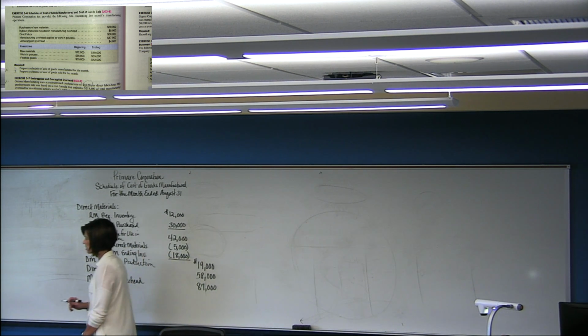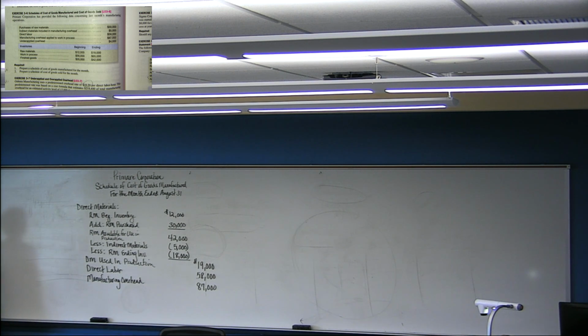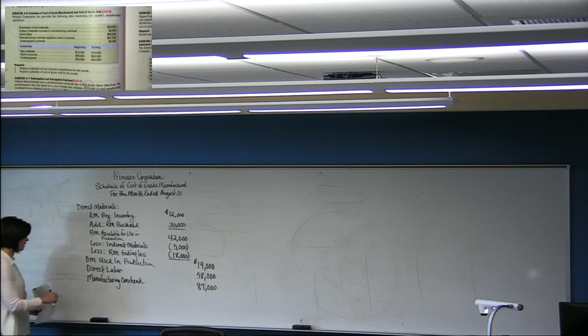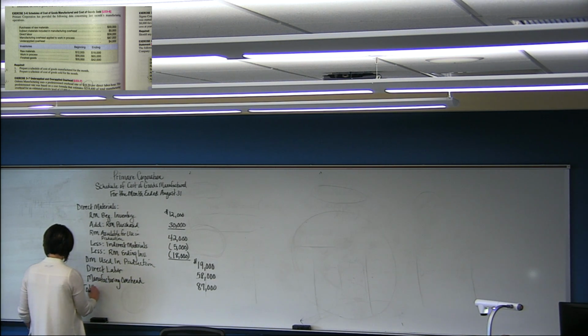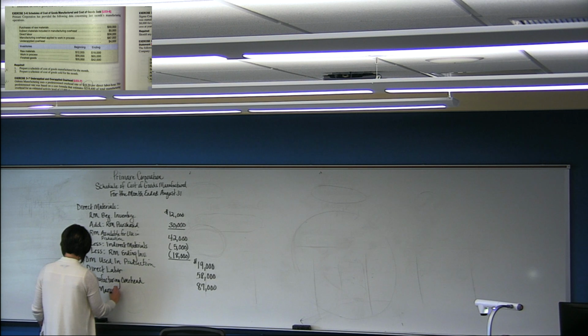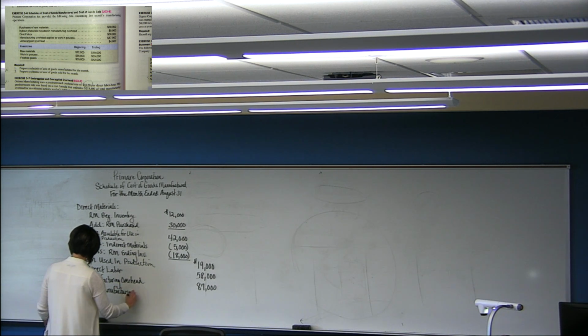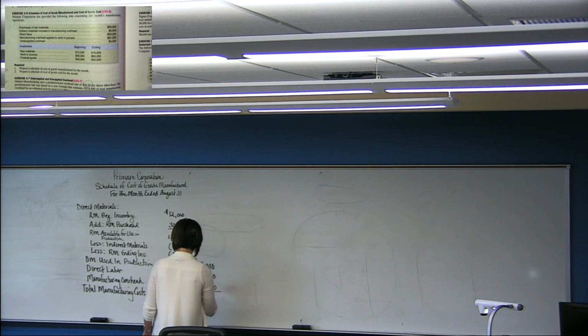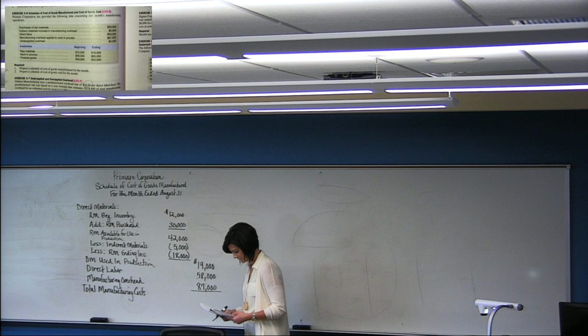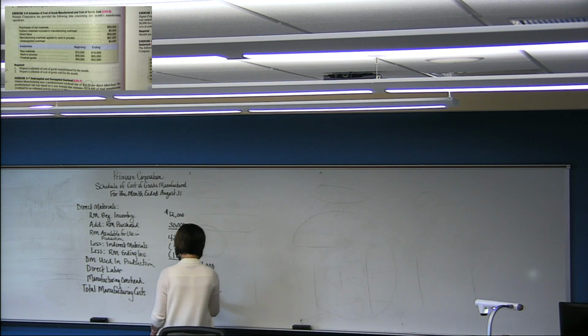Just like that exercise we did at the beginning of class. This underapplied overhead I'll get to a little later, okay? Not ready to deal with that just yet. What do I call the sum of my direct materials, direct labor, and manufacturing overhead? What label do I give that? Total manufacturing cost. All right, so add those up for me. What do you get? 164,000.